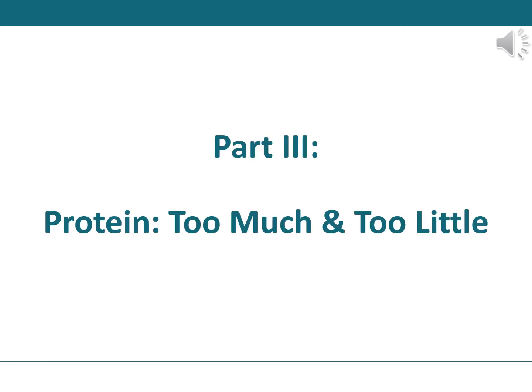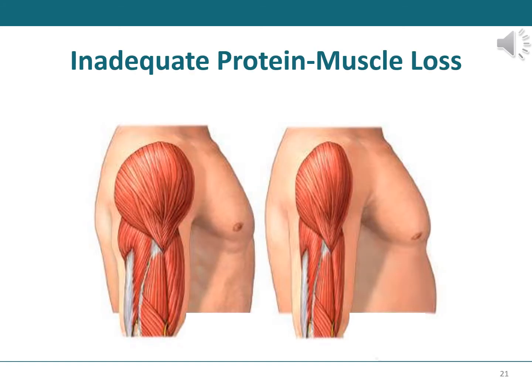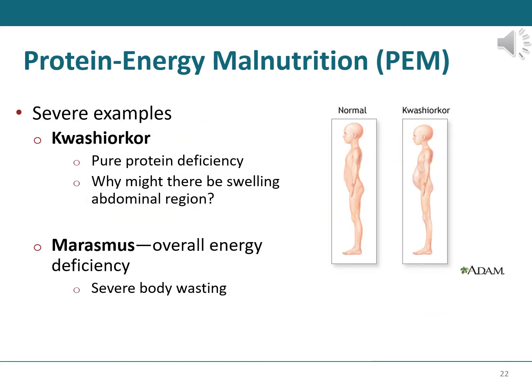This next section is going to take a look at what happens when we have either too much or too little protein. Protein is muscle tissue, and if we do not have enough protein, then our muscle tissue is going to start to break down. Very severe examples of protein energy malnutrition, which you may see not too often in the United States, but with some higher frequency in third world countries, is kwashiorkor and marasmus.